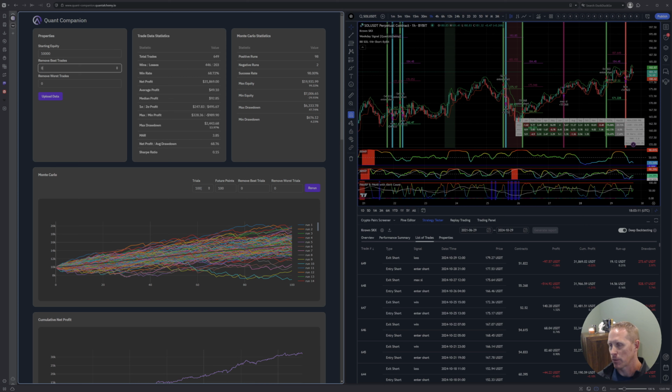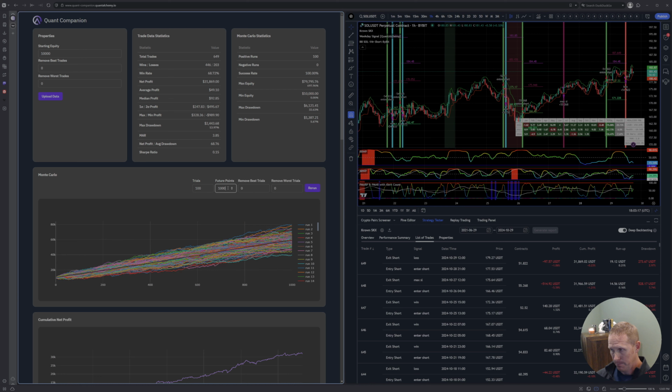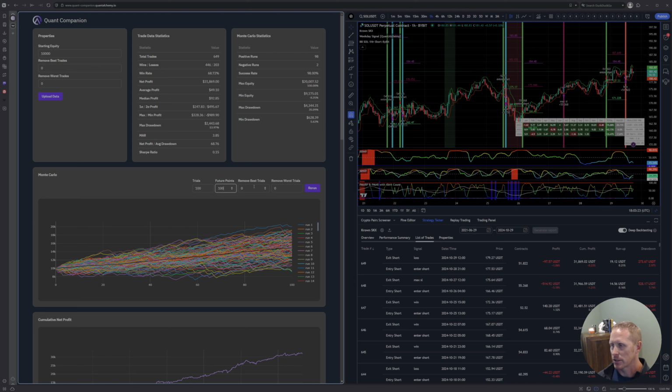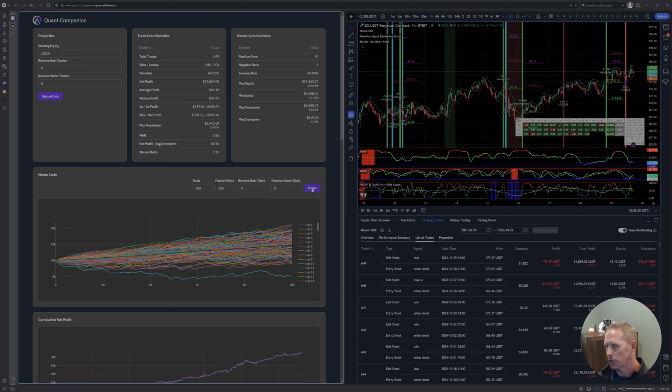You can increase the number of runs that you have here. By default, we're doing 100. You can increase the number of future points. So essentially, this will project farther into the future. You can also remove your best runs or the worst runs out of the simulations. And you can additionally just continually rerun this here. Making a change to any one of your inputs here will cause this to rerun. But if you just want to rerun it yourself here, you can do that.